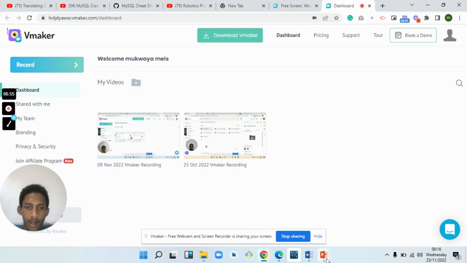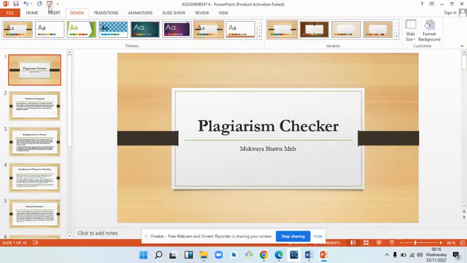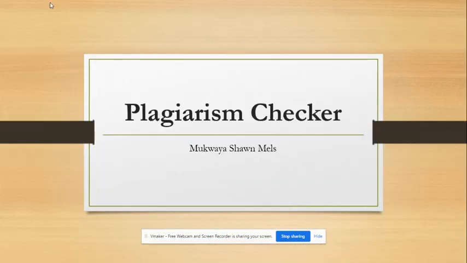Hello everyone. As we continue with our project of a plagiarism checker, this is the presentation that I'm trying to make. Based on this presentation, I made a concept paper regarding this project of mine, and the project we've been working on is the plagiarism checker.